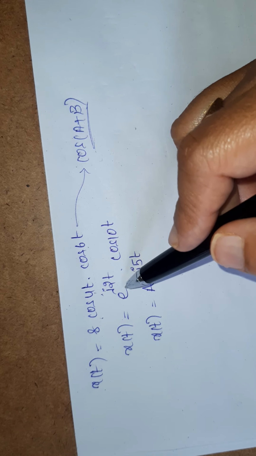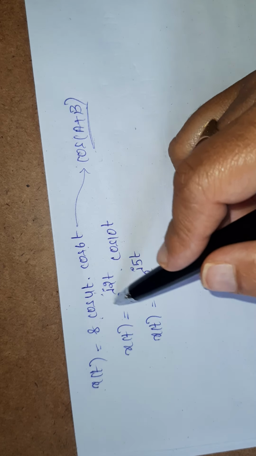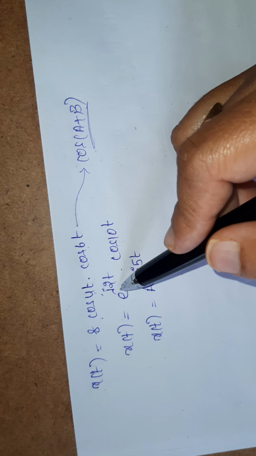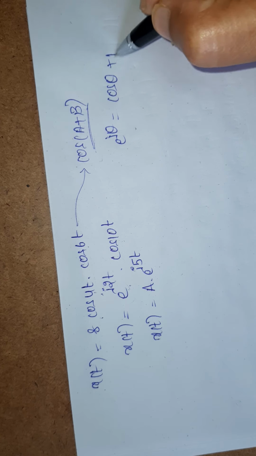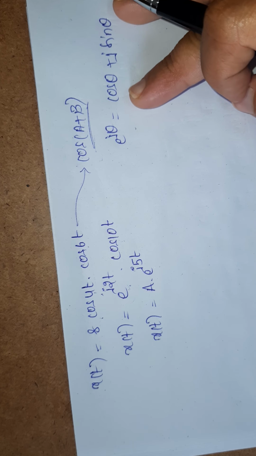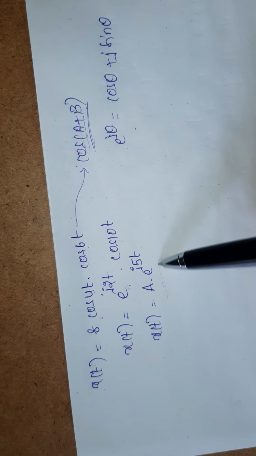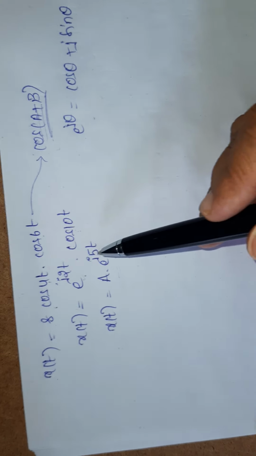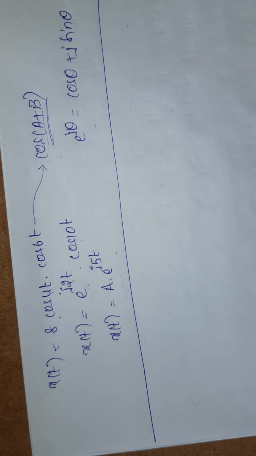And here, e power j2t into cos 10t. What you have to do is expand the exponential term: e power j theta can be written as cos theta plus j sin theta, and do the multiplication. After doing the multiplication, you will again get it in this format. Next, you have to do this one simply. Just go through these problems, and if you have any doubts you can ask me.